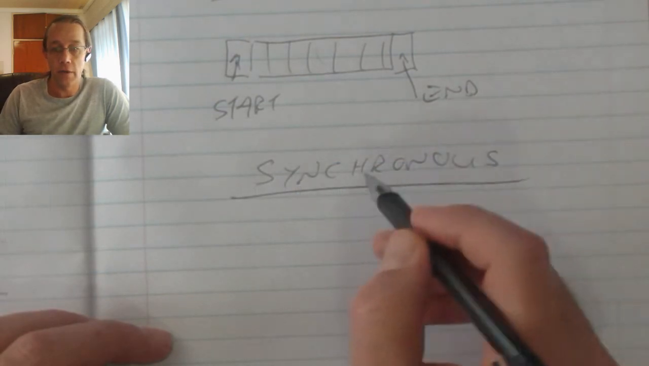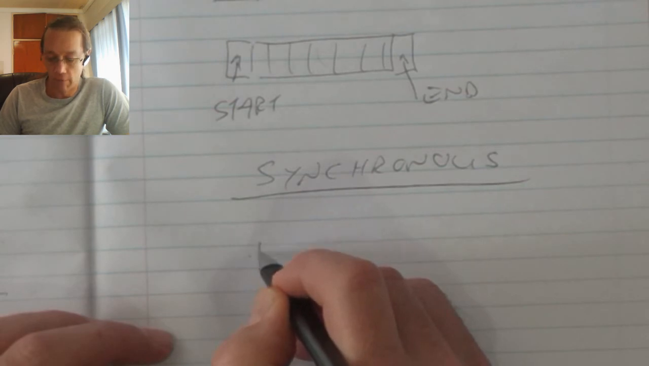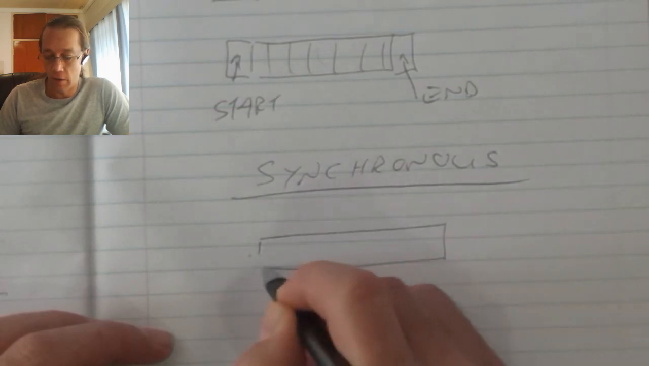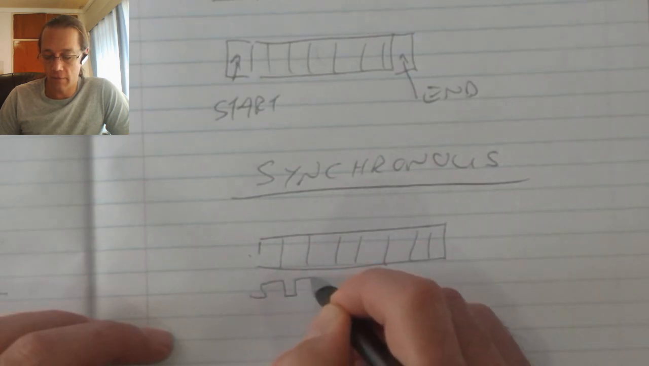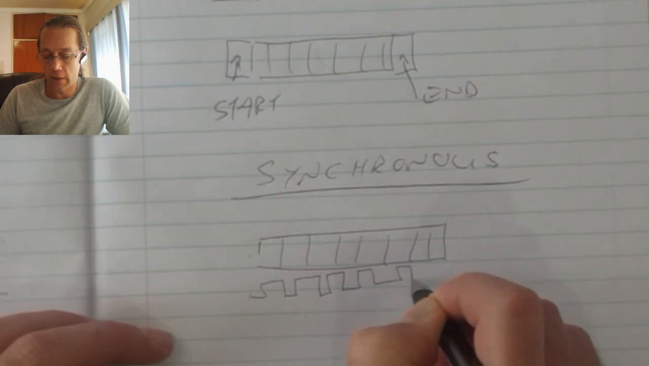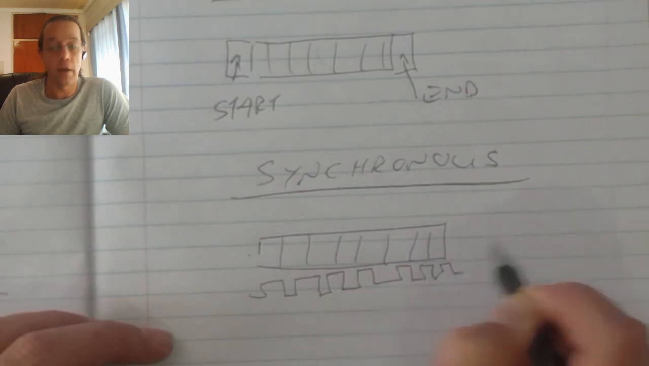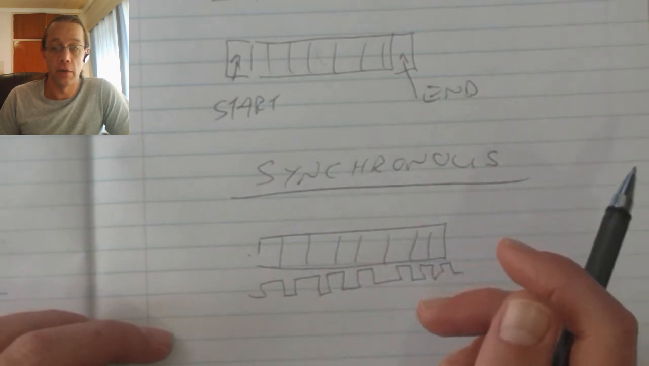The advantage is that information can be transmitted a lot faster, whereby we've got our bus of information and our different clock pulses will indicate when a new bit is introduced. There's no gap between individual data bytes.